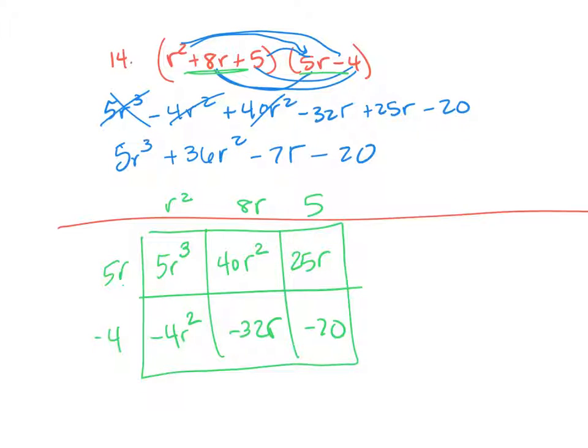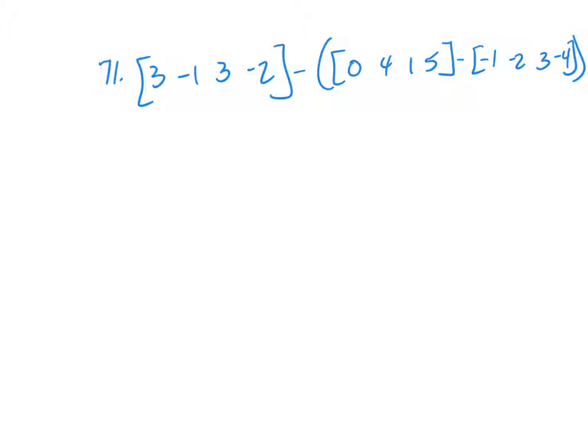And then you add like terms again. So it's 5r cubed. These two can be added, and that's plus 36r squared. These two can be added, minus 7r and minus 20. Same thing. Yep. All right.